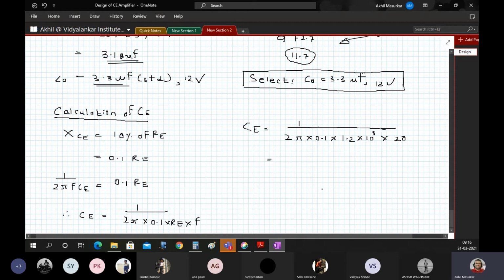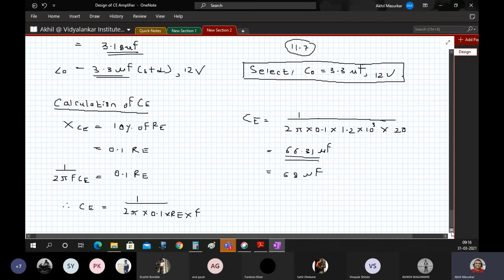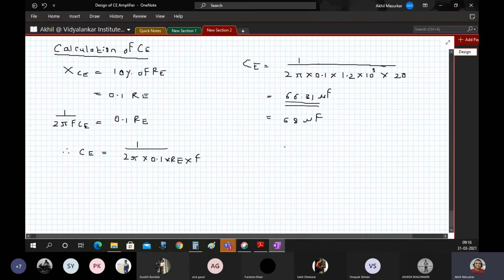So this CE is, I think, 66.31 according to my calculations, and the standard value is 68 microfarad. Again, you can see what is there on two sides of CE. On one side you have got IE R, and on the other side it is connected to ground, 0. So that is VRE and that is 2.7 volts. So again, less than 5.